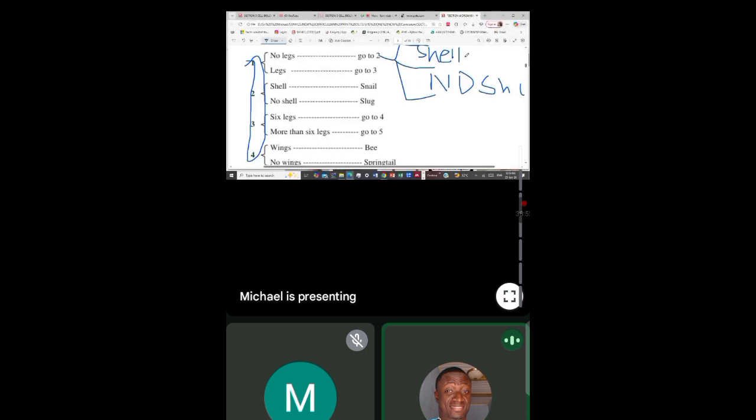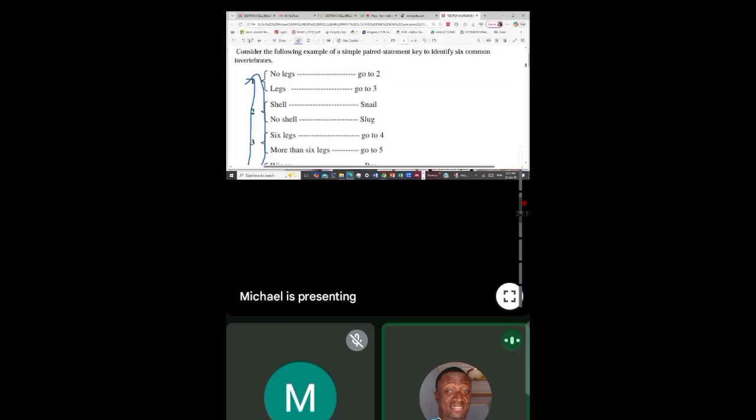Then if you have a shell, then we can say that okay, then you are a snail, then the snail will come. Then no shell, then the next one will be what we are talking about. So that is how, if we want to make this one a dichotomous key, it will become like this, but it is a numbered key. Alright.